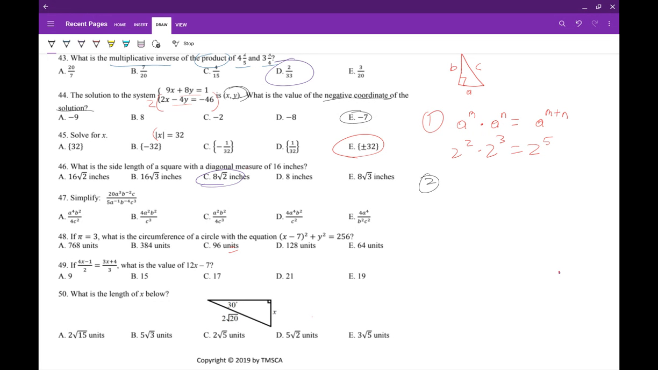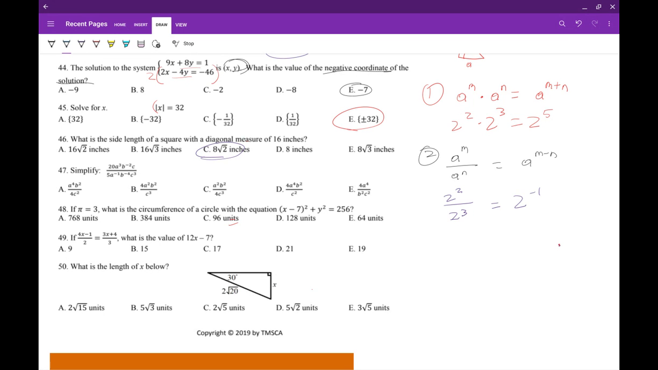The second rule, a^m divided by a^n, is equal to a^(m-n). So let's take the same examples. 2 squared over 2 cubed is going to be equal to 2 to the power of negative 1. Before I solve that, let me bring you to my next rule.